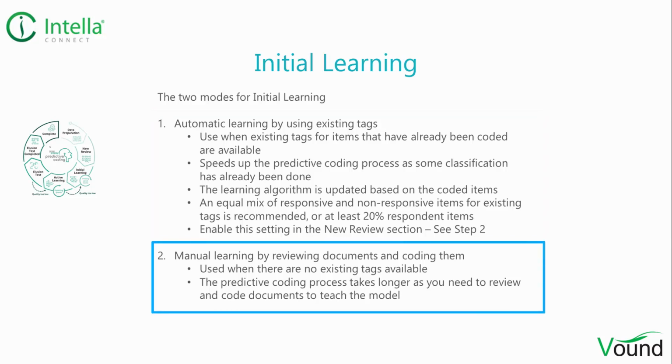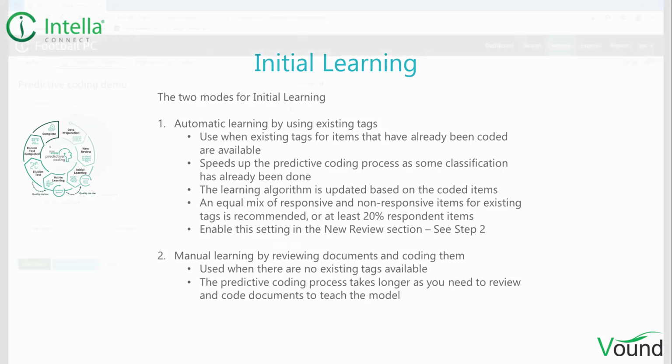The second mode for initial learning is learning while manually reviewing and coding documents. In this mode, existing tags are not used. Instead, the user reviews and manually codes items. When the items are coded by the user, the model learns the user's decisions and determines which items are similar based on those decisions. This happens in real time. Therefore, the model is updated on the fly for each item which is coded relevant by the user. For this demonstration, we have not used existing tags and we will manually code documents for the initial learning step.